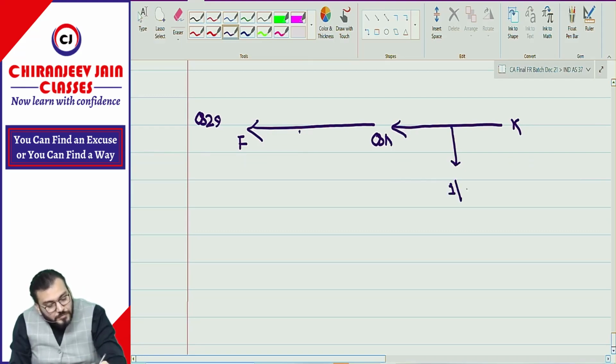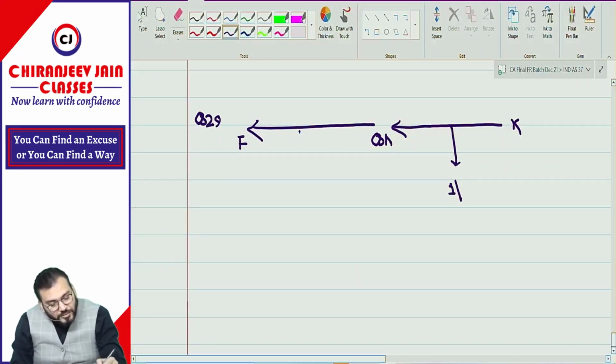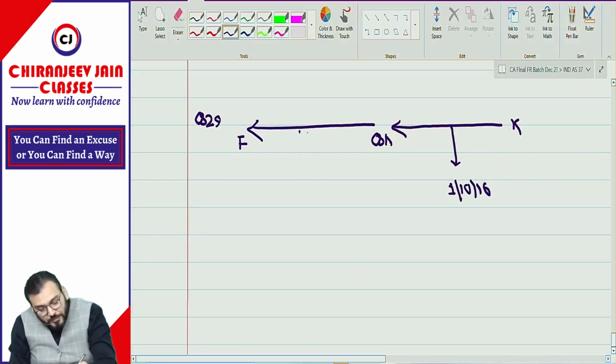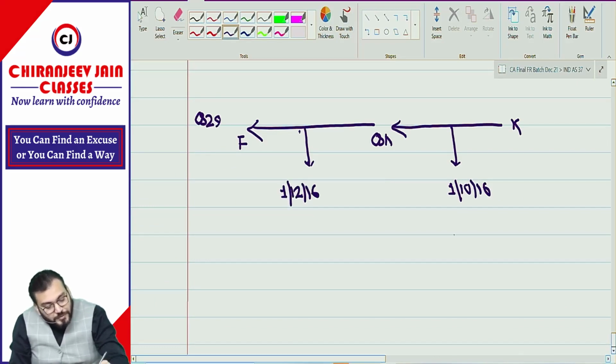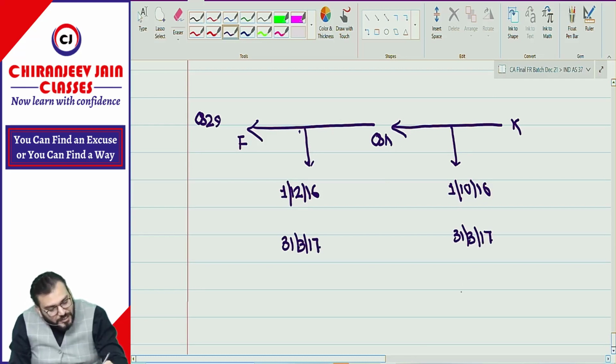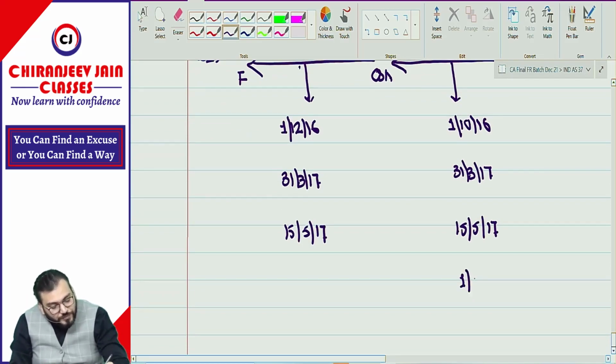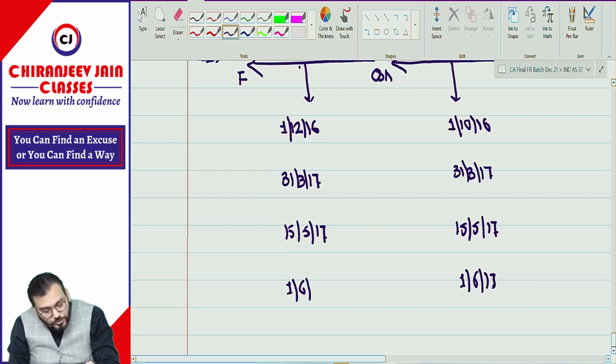1st October 2016. This case was filed on 1st December 2016. Then what will come? 31st March 2017. This is 31st March 2017. Then they have given 15th May, no? 15th May 2017. Then they have given what? First settlement date is what? 1st June 2017. This is 1st June 2017.